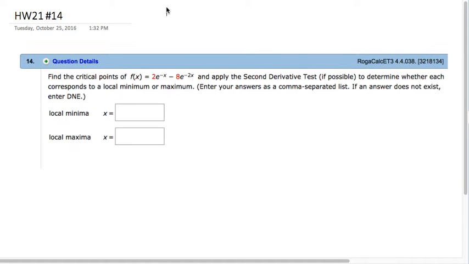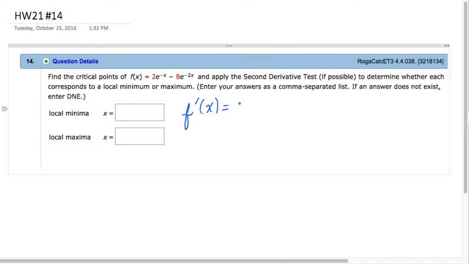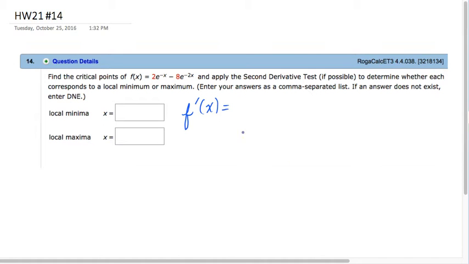Okay, so find the critical points, apply the second derivative test, determine whether each is a max or a min. Okay, so the first derivative, we're going to obviously have to find this first and second derivative, so let's just calculate those. So the derivative of e to the negative x, what's the derivative of e to a function?